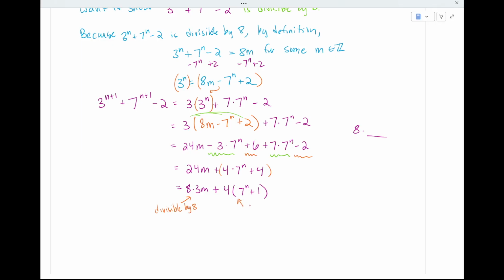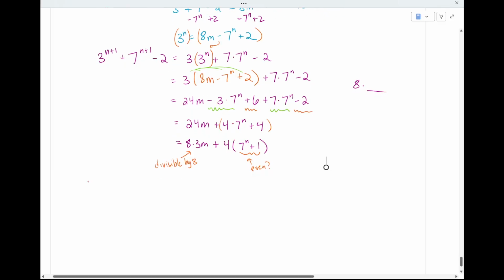Is this term divisible? Well, this term is divisible by 4. What I really need to know is, is this an even term? Is that term divisible by 2? Because if this is divisible by 2, then whatever that 2 is can come join this 4 and turn into an 8. So now I kind of have a new goal for the direction of my proof. Now I want to show that 7 to the n plus 1 is divisible by 2.